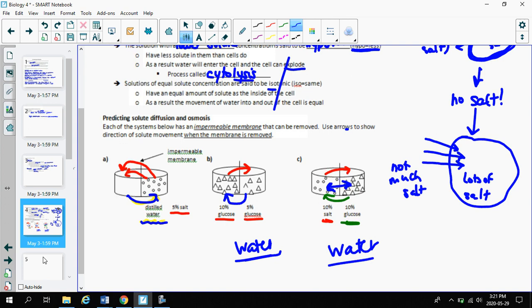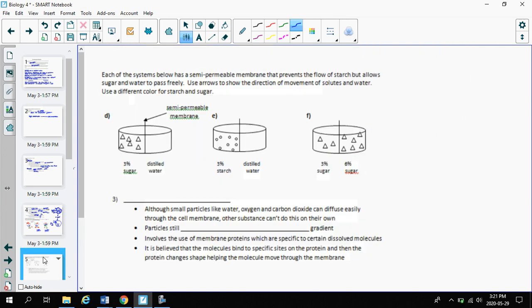On to the next one. It says each of the systems below has a semi-permeable membrane that prevents the flow of starch but allows sugar and water to pass freely. In this case, we're not going to take the membranes out, but it's kind of like the cell membrane in that it allows some things in and out, but not necessarily everything. So it's a selectively permeable membrane. It prevents the flow of starch, so starch can't get across, but allows sugar and water to pass freely.